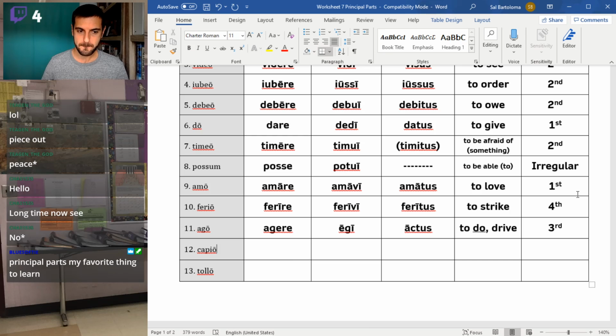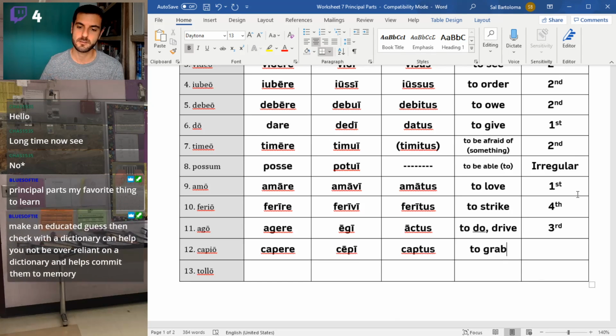When I see capio, right, that IO, I'm thinking third IO or fourth. It's going to be one of those two, most likely. And it turns out to be capio, capere, cepi, and captus. So capio, capere, cepi, captus. This is the verb to grab, to seize, to capture. Has a lot of different meanings.